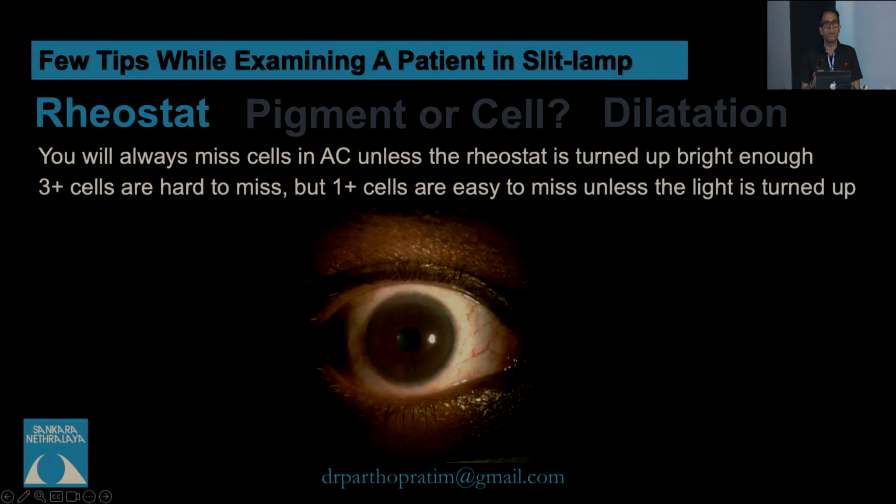Sometimes what happens, you turn the rheostat very bright, thinking that you want to see the patient properly, and the patient is extremely photophobic and can't tolerate that. So immediately you turn down your rheostat, so your illumination comes down. Now, if there is 3+ cells, you will never miss it. But if it is 1+ cells or occasional cells, then you may miss this clinical picture, because if your rheostat is down, you may not see it properly. And you have to do this because the patient is photophobic, so you can't turn your rheostat up.